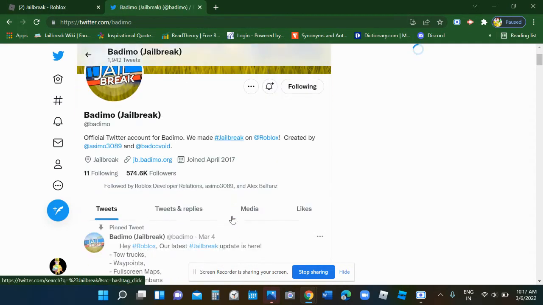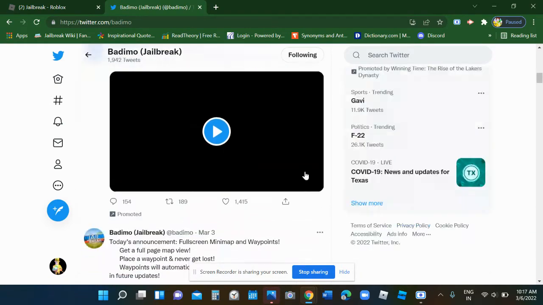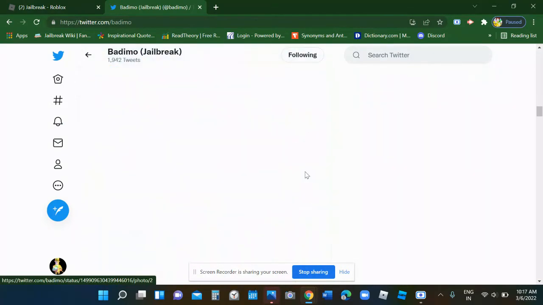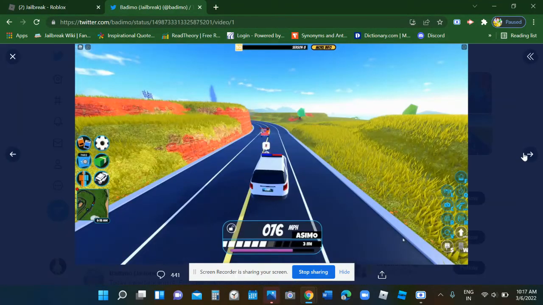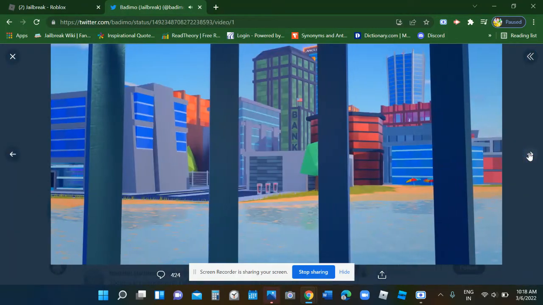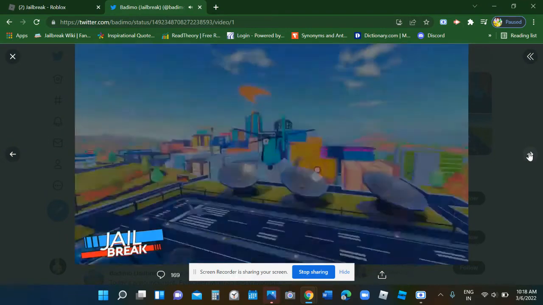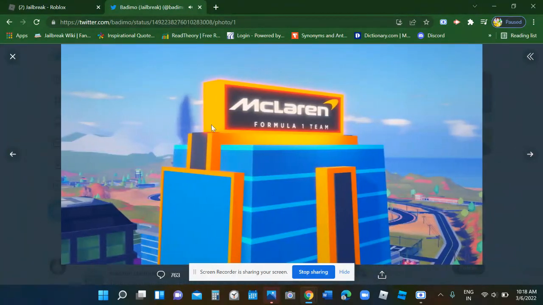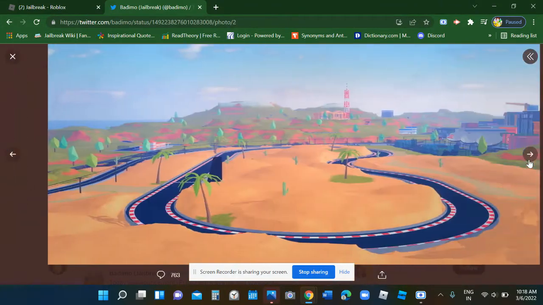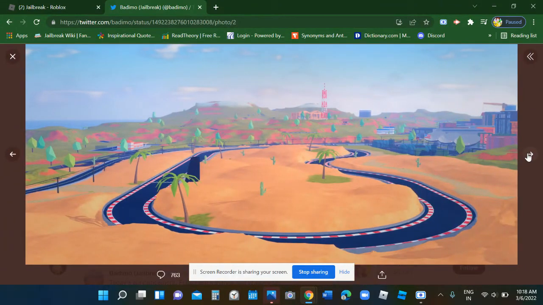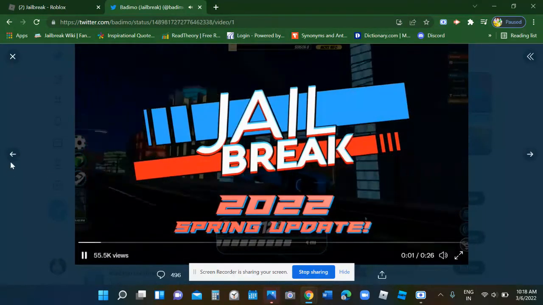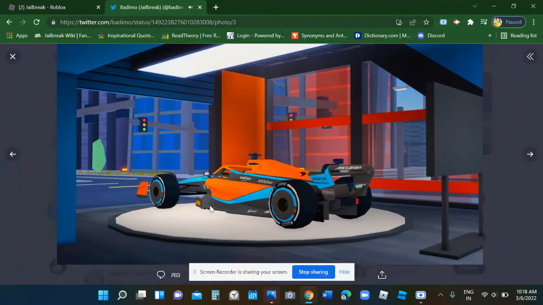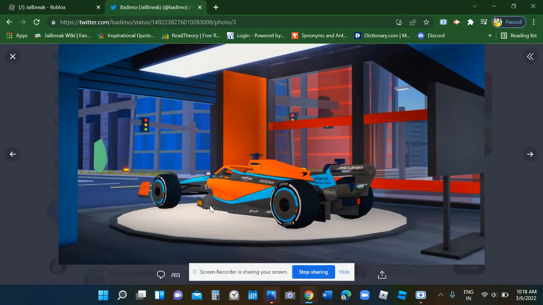And if you guys do not know what it looks like and all that stuff, let me look at these images. This is the McLaren update. This is the racetrack, which I actually think would be gone from there. And here, this is the McLaren. Yeah, that's the McLaren right here. So this is the McLaren that costs 200k cash.